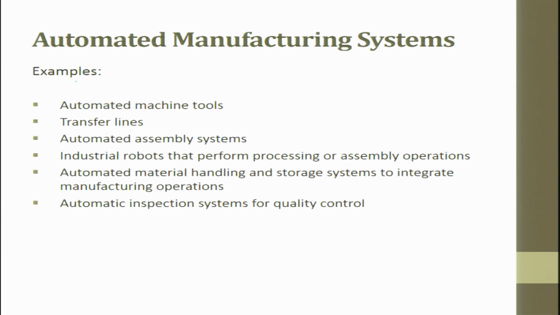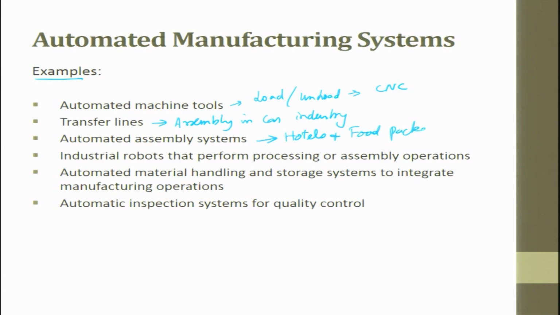So, let us take some examples of automated manufacturing systems. The first example is the automated machine tool, with loading and unloading on a CNC machine, for example. Then the transfer line, which is a car assembly in the auto industry, or it can have sub industries also. Automated assembly systems: today you see a lot of hotels and food packaging using them.